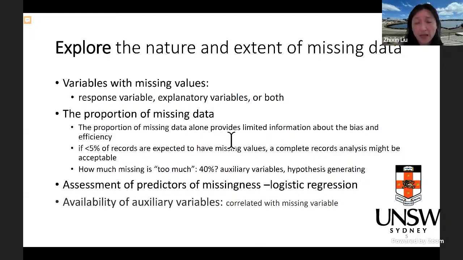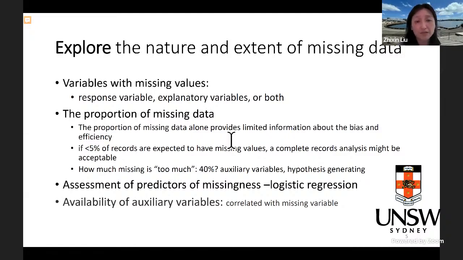That depends on whether your missing data can be predicted by some other observed variables in your data set. Do we have a rich bunch of auxiliary variables? If not, it might be the time to think about whether I need to shift my planned hypothesis testing to hypothesis generating, or shift from a confirmatory analysis to a more exploratory analysis.